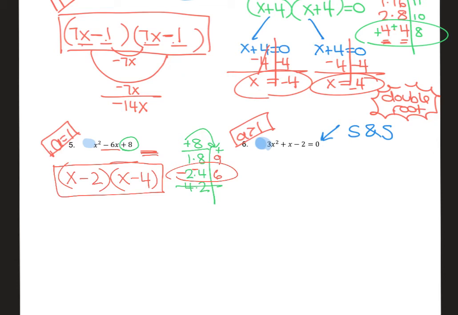All right, and then they save the best, or the longest, for last. With a being greater than 1, we have to do grouping. We have to take 3 times the negative 2 to get negative 6. And now we have 1 times 6, 2 times 3. And the negative means we're subtracting, which means we're either at 5 or 1. So since we want 1, we're using the 3 and the 2. And we want a positive 1, so we want positive 3 and negative 2.